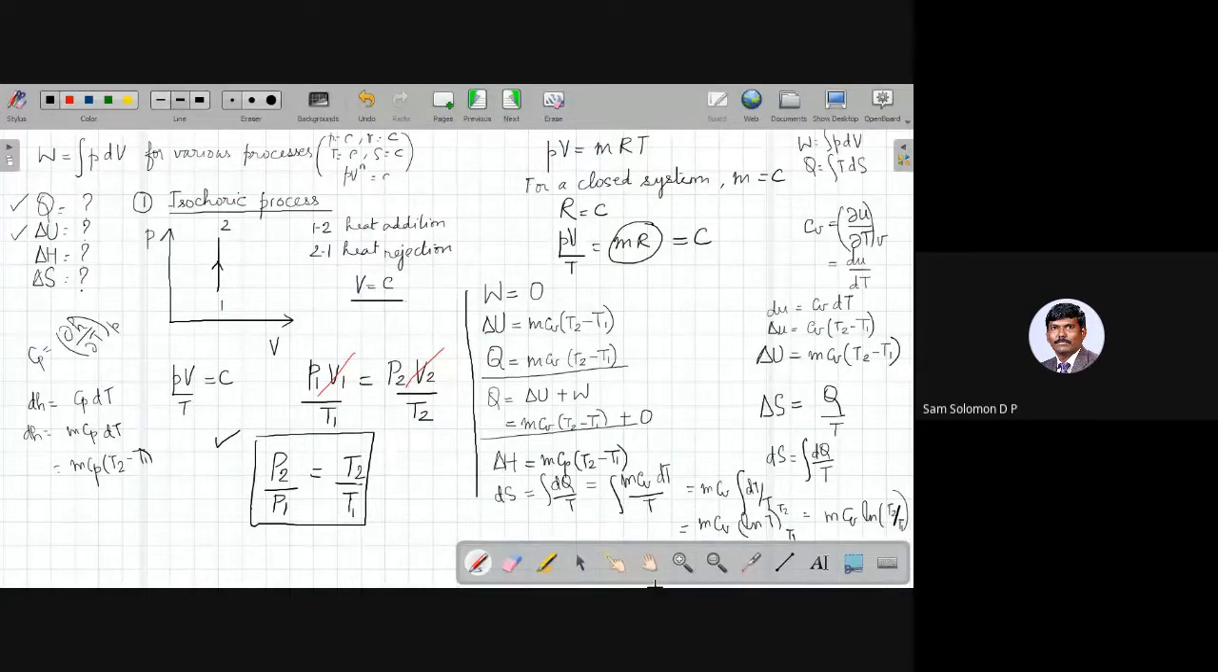Okay, so we have seen what delta H and what delta S are for the isochoric process.